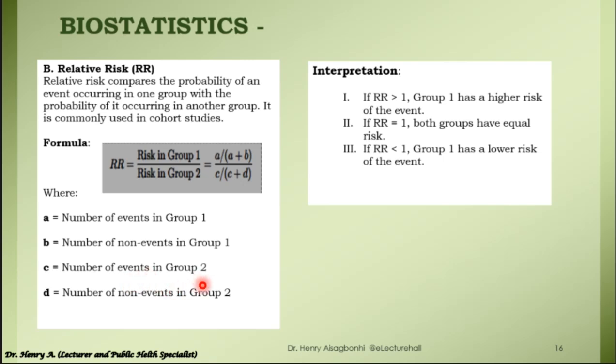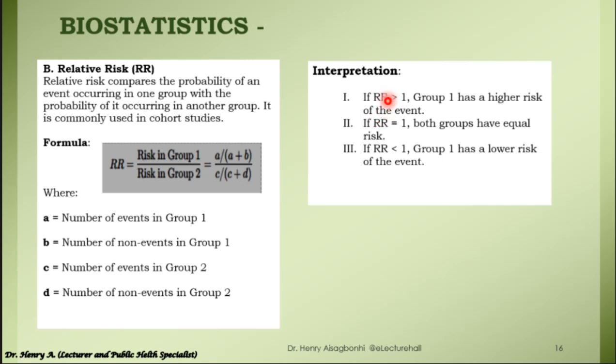Then C, number of events in group 2, and D, number of non-events in group 2. So that is A, B, and C, D. It's very, very important that you understand that. When you see the table, you will understand once you see the grouping in that table.